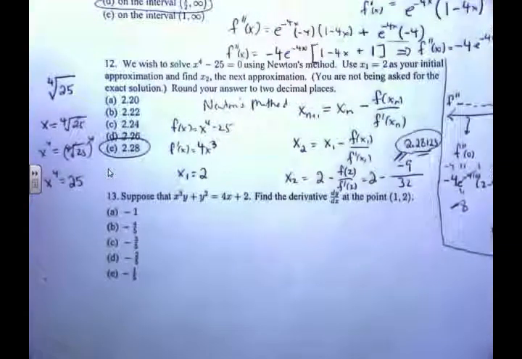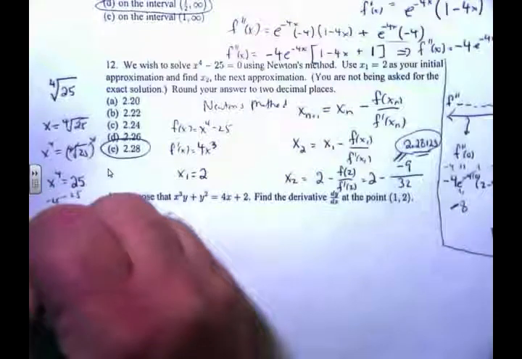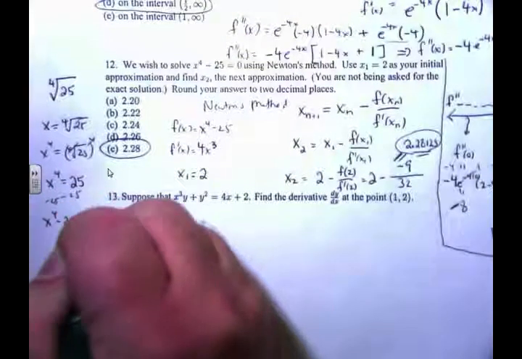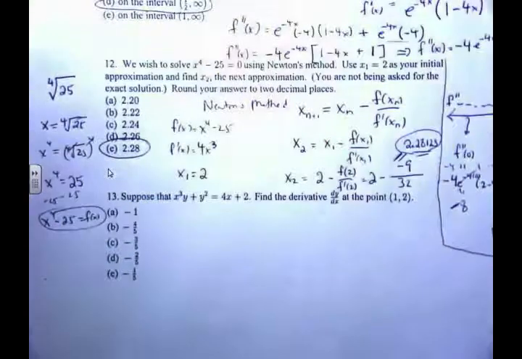And Newton's method, to create the function, you have to set it equal to what? Zero. So I would subtract 25 from both sides. And I could say x to the fourth minus 25 had to be my Newton's method formula, which is what they gave me up here.